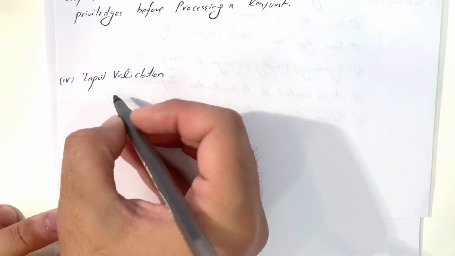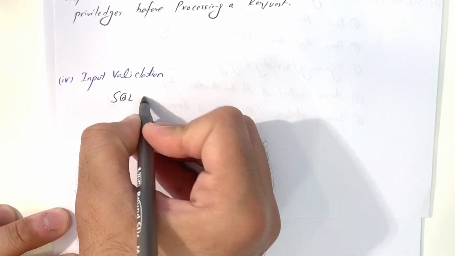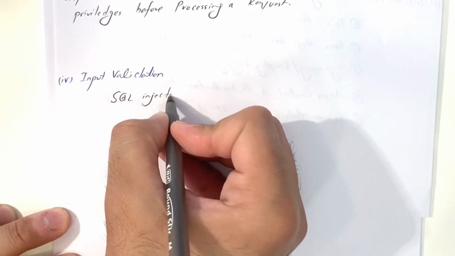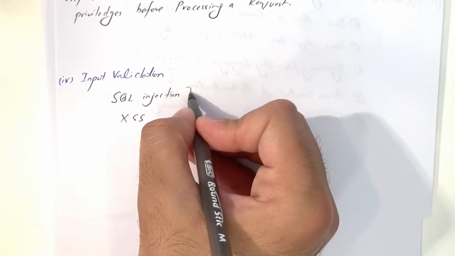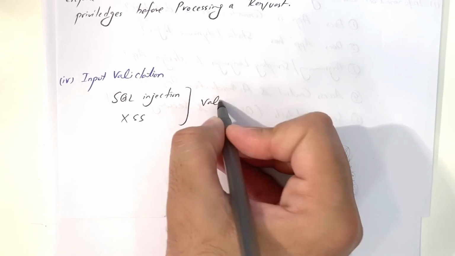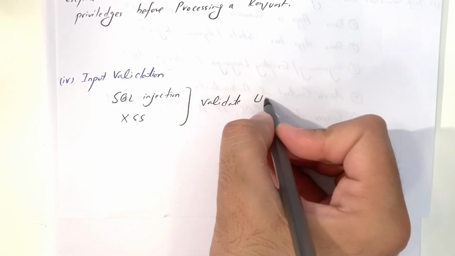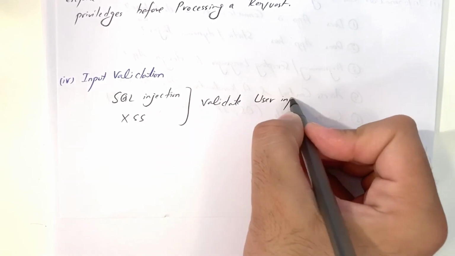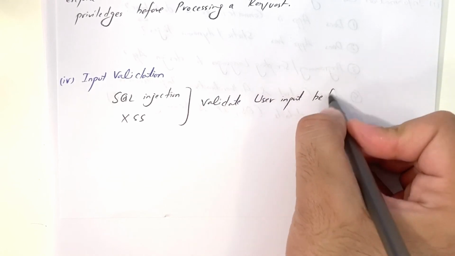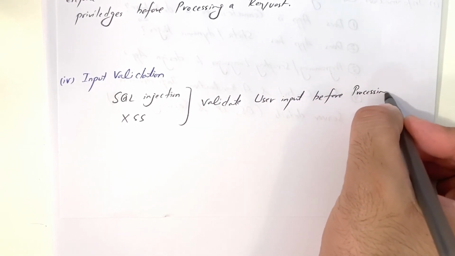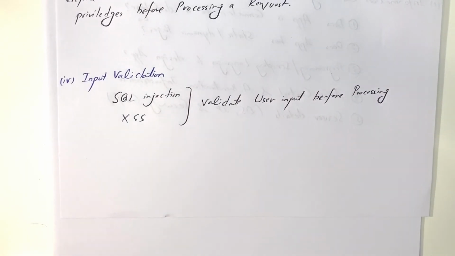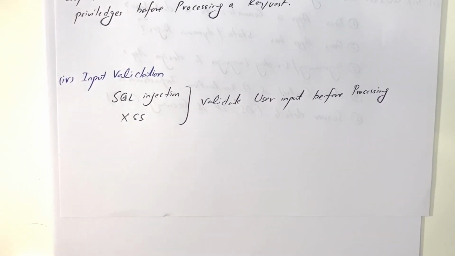Next is the input validation. We need to do the input validation to avoid SQL injection attack, to avoid command injection, to avoid cross-site scripting. We just need to validate user input before processing. Wherever a user inputs something, there should be an application which will validate the user input before processing it.